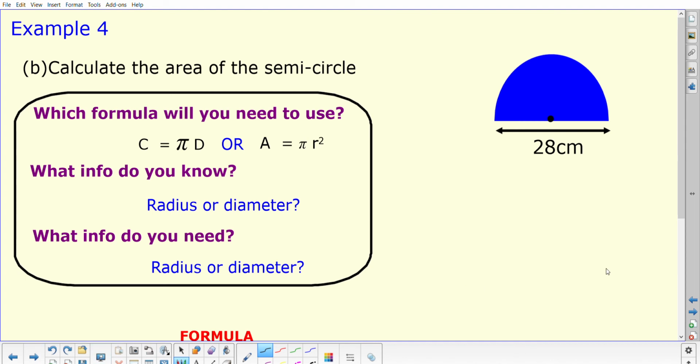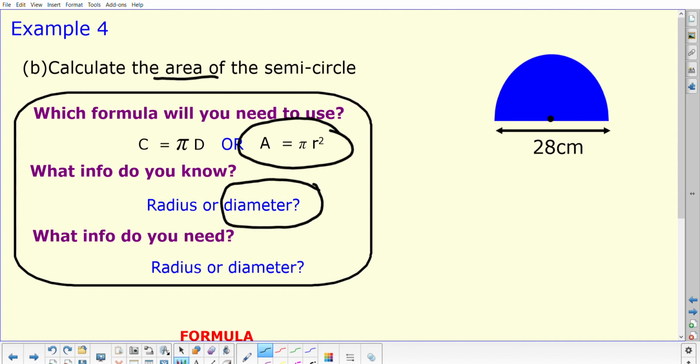For part B, it's the same semicircle, but this time you're trying to get the area, which is the space inside it. So calculate the area. That means what formula are you going to be using? You're going to be using the area formula, so A equals pi r squared. In terms of what information do you know in that circle? Well, you know the diameter is 28 centimetres.